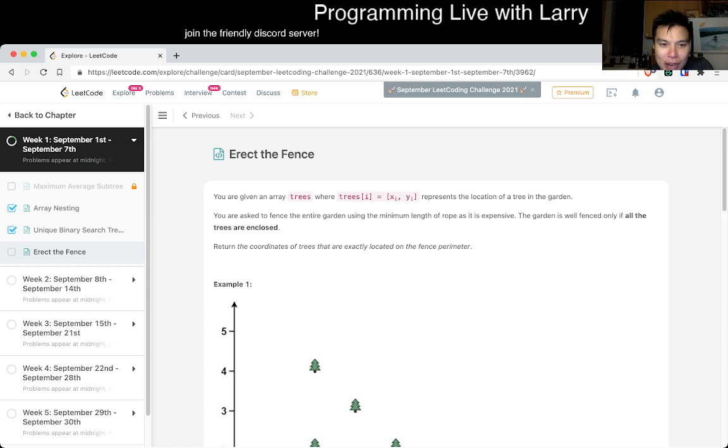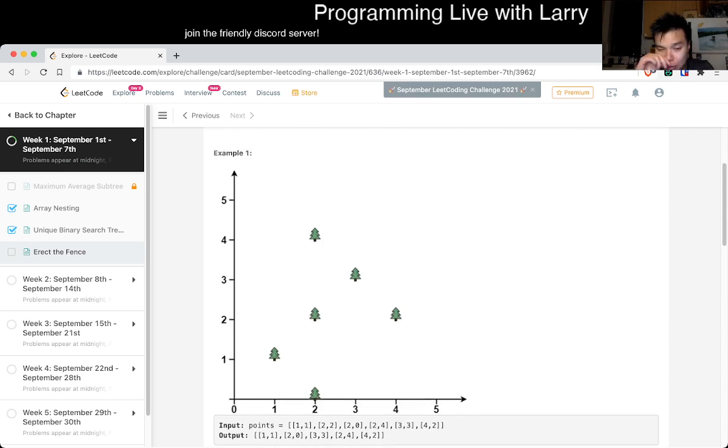Anyway, today's problem is Erect the Fence. I usually solve these live, so if it's a little bit slower or awkward, watch it at your own speed, maybe 2x if you need. But okay, so you're given trees, and you find the minimum fence to enclose them. So this is just exactly, what's it called? Convex hull.